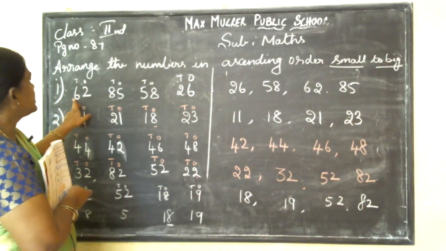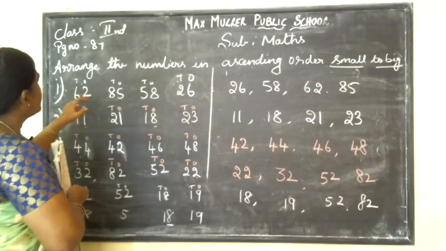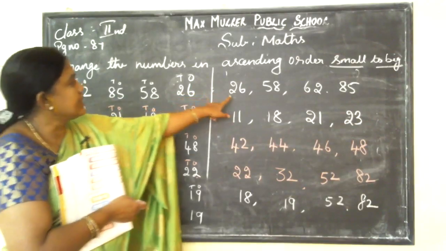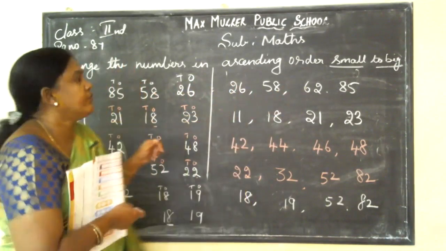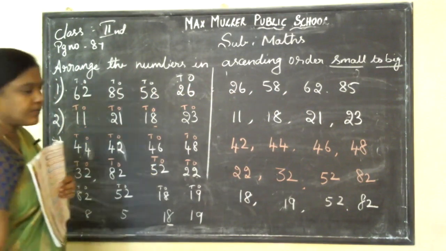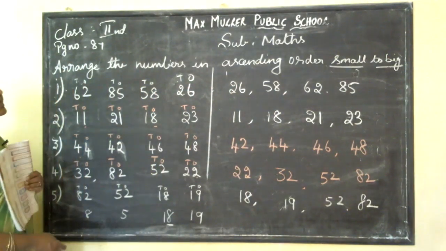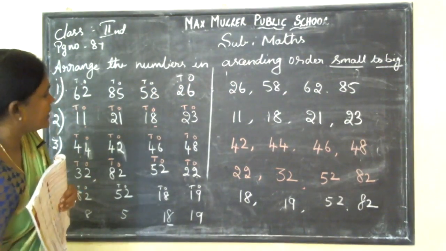You want to see the tens place, 6, 8, 5, 2. In this number, which one is small? 26. After that, 58, 62, 85. If the tens place is the same, you will go to the ones place. See the ones place and write neatly. Ascending order, we finished. Next class I will do descending order.